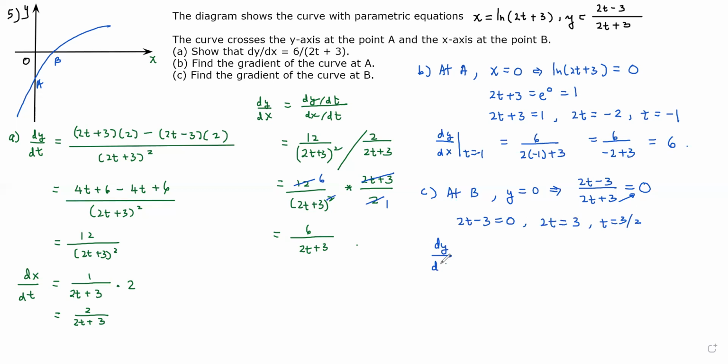And we find the value of dy/dx when t is 3 over 2. We have 6 divided by 2 times 3 over 2 plus 3. So we have the 2 and 2 that cancel, then you have 3 plus 3 here, and that gives us a value of 1.